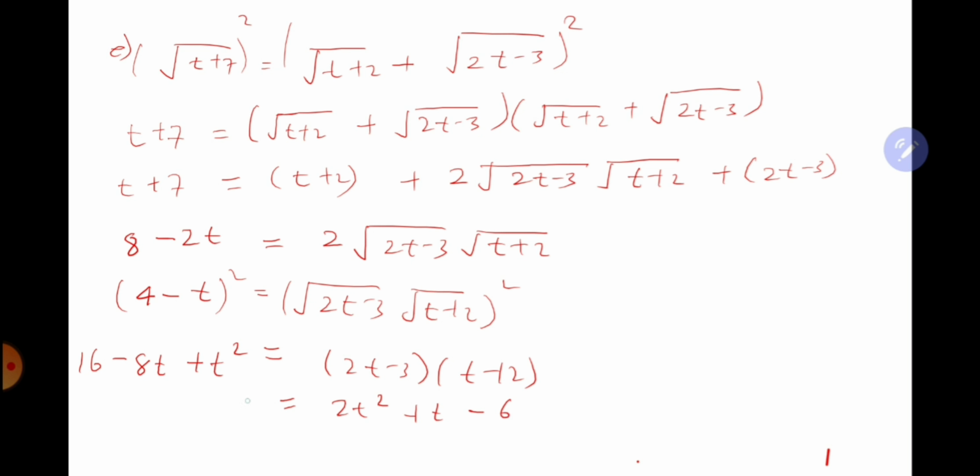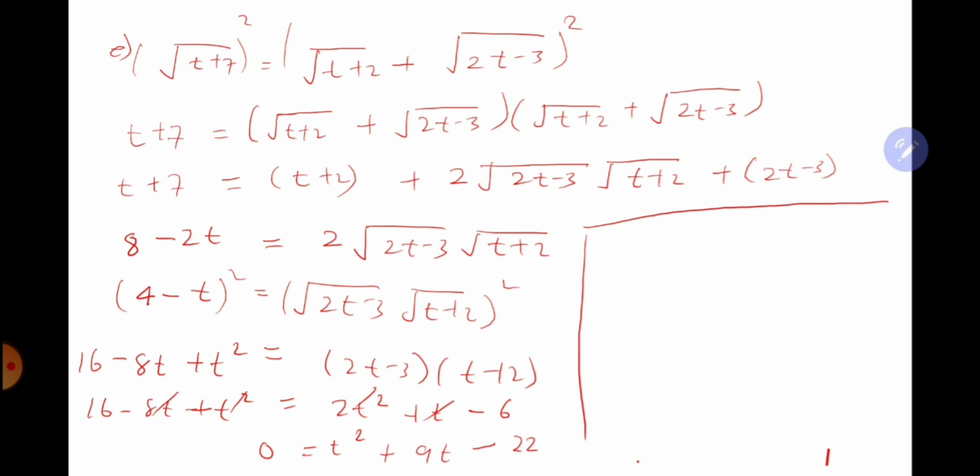We rewrite again. So here 2t squared minus t squared, you're going to get t squared. Here you will get plus 9t. Here you will get minus 22, equals 0. We still have some space here. So you factorize this, you will get t plus 11 times t minus 2 equals 0. So you will get t equals negative 11 and t equals 2.